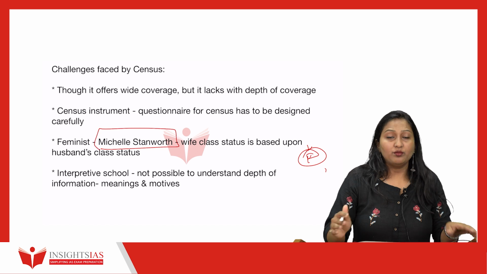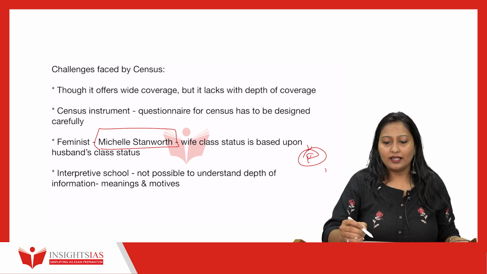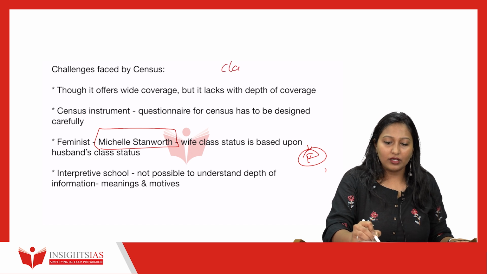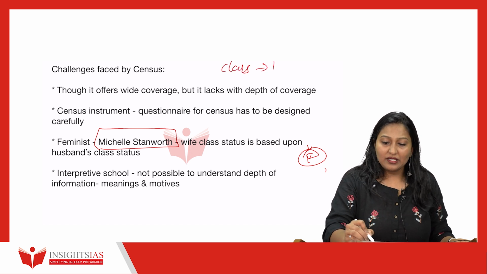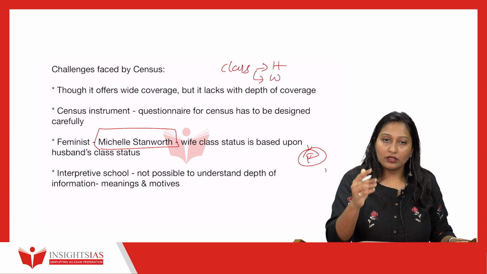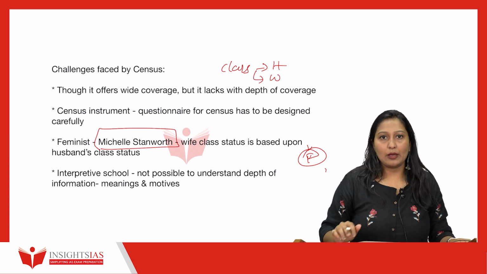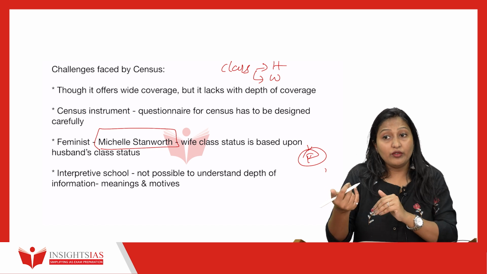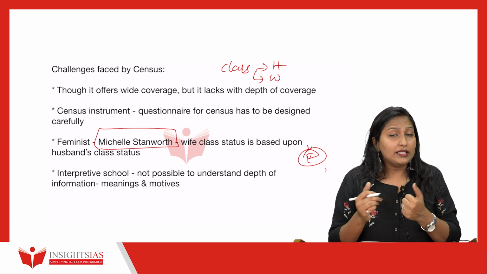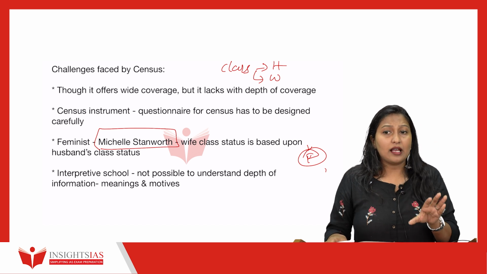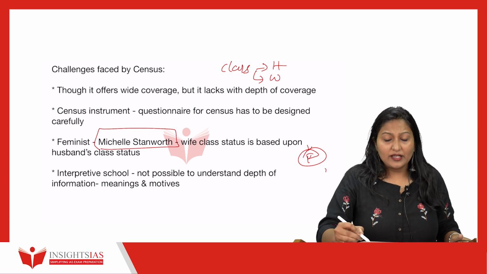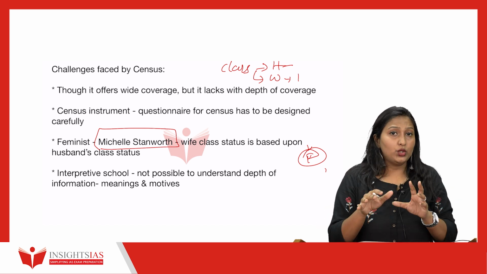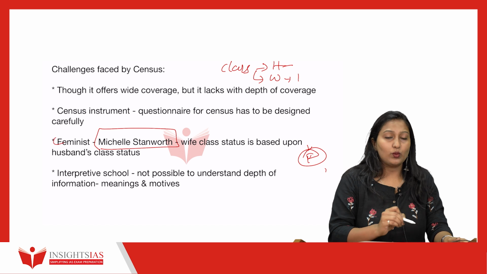I have taken the point from Michelle Stanworth. What Stanworth says is that whenever you conduct a census, you ask the class of the family. Whatever the husband's class is, they assume the wife will also have the same class. Suppose the husband is middle class, they assume the wife will also be middle class. But technically it may not be true. If the husband is middle class, the wife may be upper class also, or she may be lower class also. But they don't consider that; they actually assume it. So this is one problem.